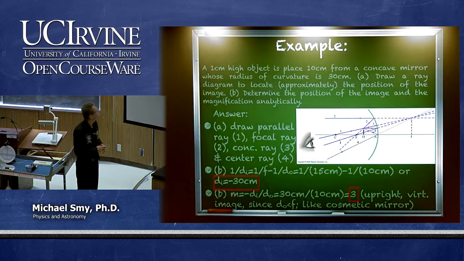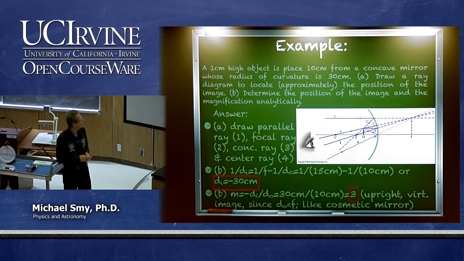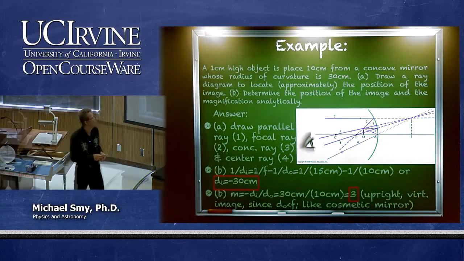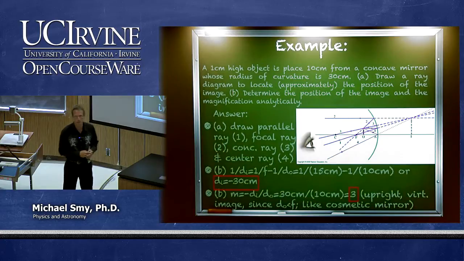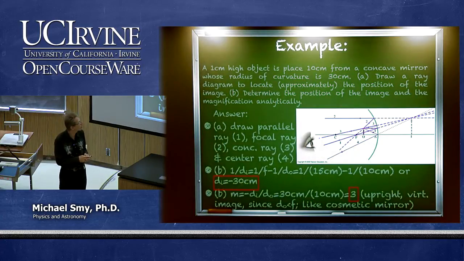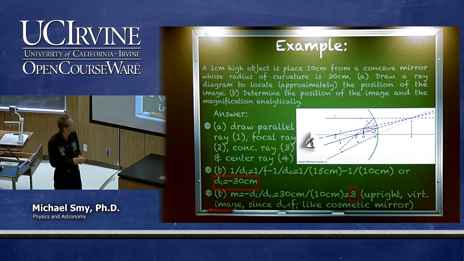Then number 3 is the concentric ray. So that connects the center of the sphere with the object. For the center of the sphere, the normal is always given by the ray itself. Incident angle is 0 and reflected angle is also 0. So concentric rays are reflected on top of each other. So it goes in like this and then gets reflected back onto itself.